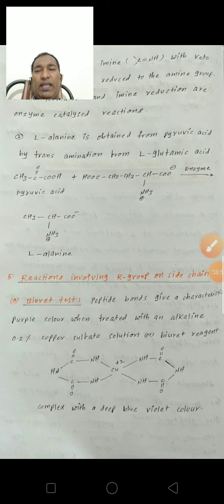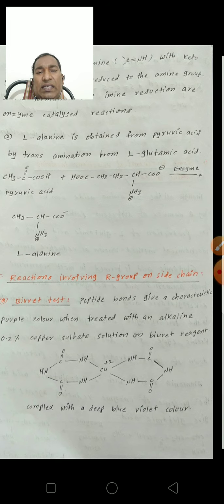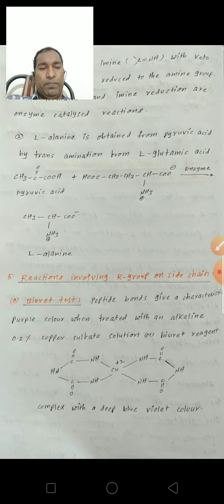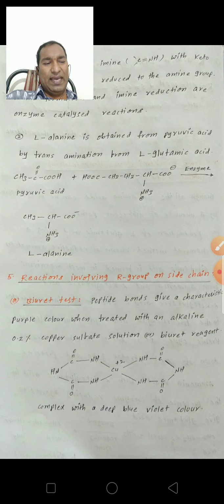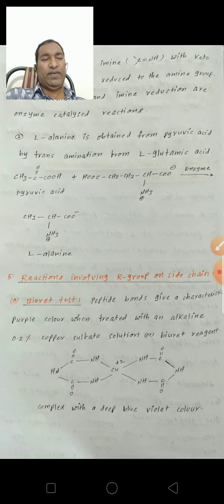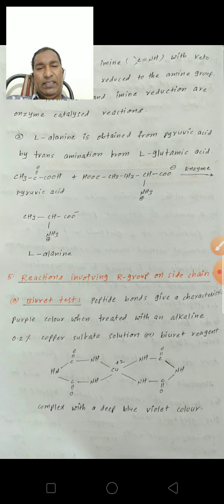Fifth, reactions involving the R group on the side chain. This is the side chain R. The first one is the Biuret test. Peptide bonds give a characteristic purple color when treated with alkaline 0.2% copper sulfate solution. This is the Biuret reagent, used for the identification of peptides.